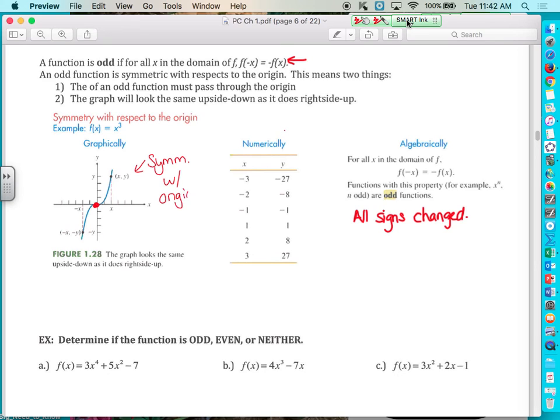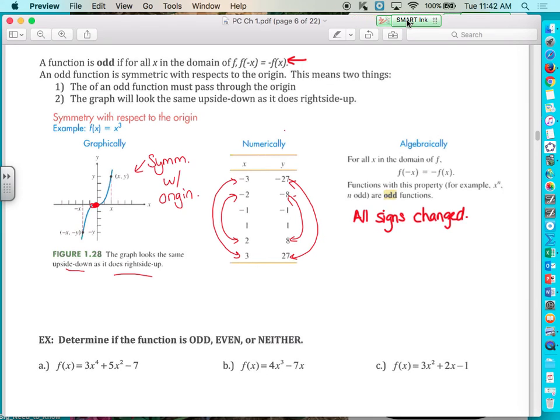And what symmetry with the origin means is if I turn the graph upside down, right side up, it looks exactly the same. So you're kind of using this as a fixed point, like a propeller blade. If you turn it on that fixed point, the graph looks exactly the same. So upside down, right side up, looks the same. And then numerically, if you look at, I don't like this very much, but positive 3, negative 3, you had negative 27, you get the opposite, positive 27. Negative 2, positive 2, the outcomes are the opposite there, and so on.